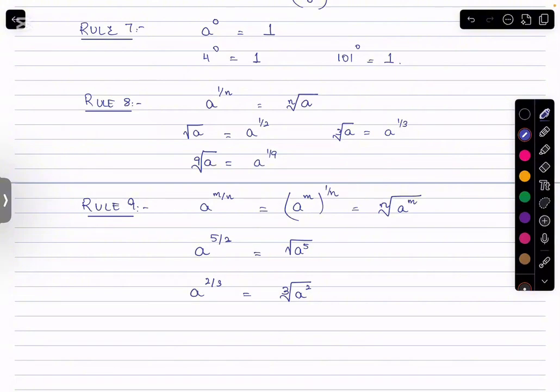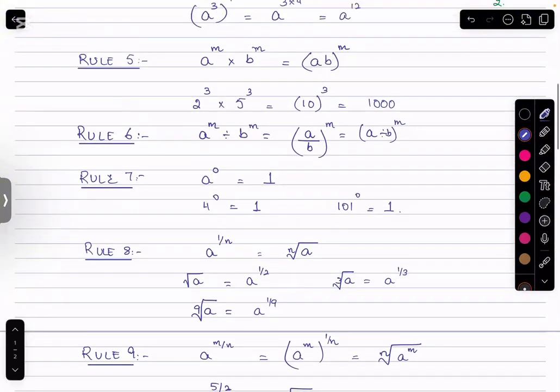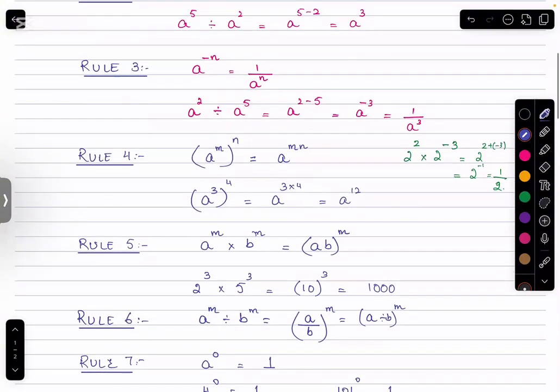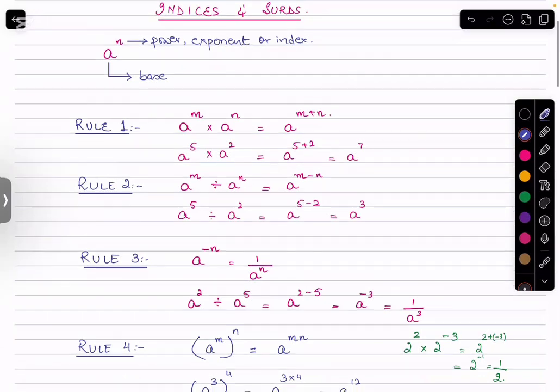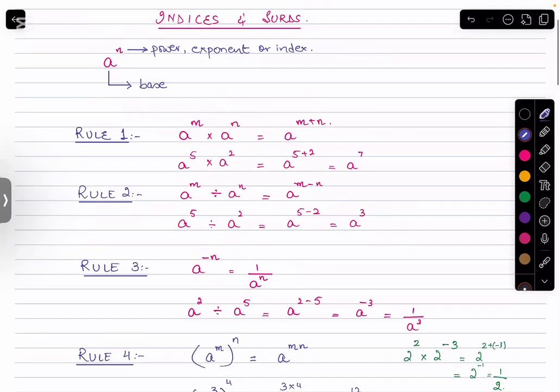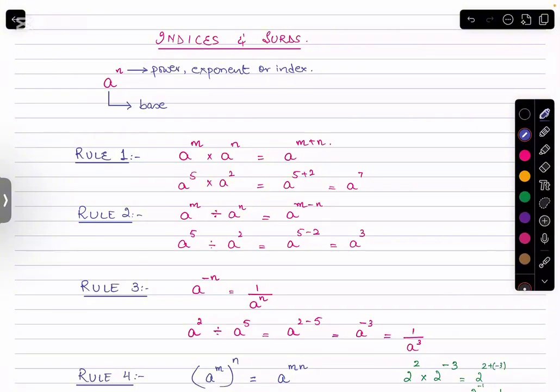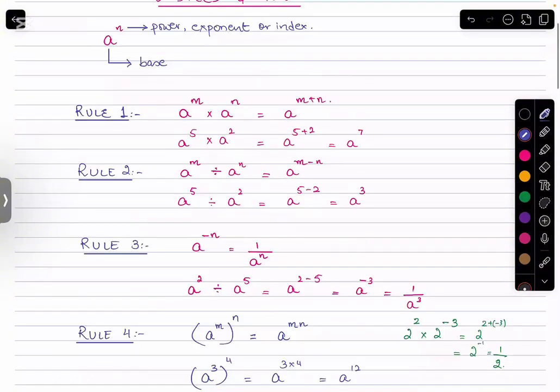Yes. Any problem? Any question? No. No? I hope आप लोगों ने सारे rules लिख लिए हैं. Have you? Yes. Alia, have you written all the roots side by side? Yes, ma'am. Okay.